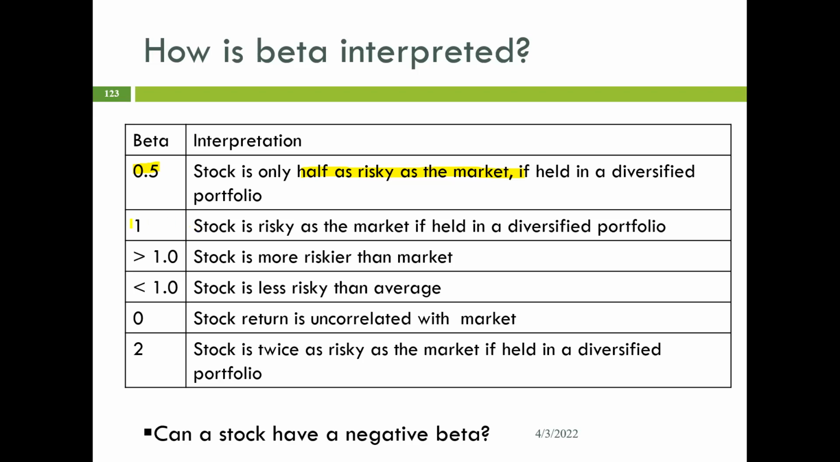If beta is 1, that means the stock is as risky as the market. If held in a diversified portfolio, if we take this stock, its risk is equal to the market. That means when the market return goes up by 10%, this goes up by 10%, and when the market return goes down by 10%, this goes down by 10%. So that is equal to the market.